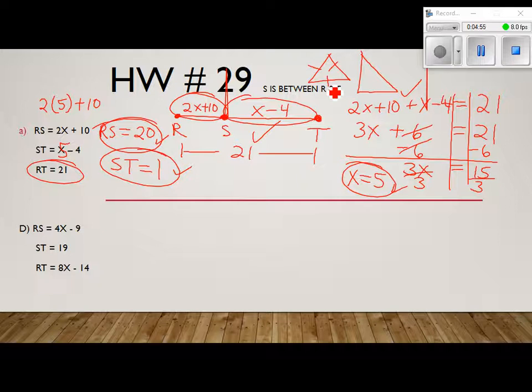Does that make sense? Did I talk last time about these marks? No. When in a picture, when you see something that has tick marks on it. Let's say these two segments have a tick mark like that on each one.